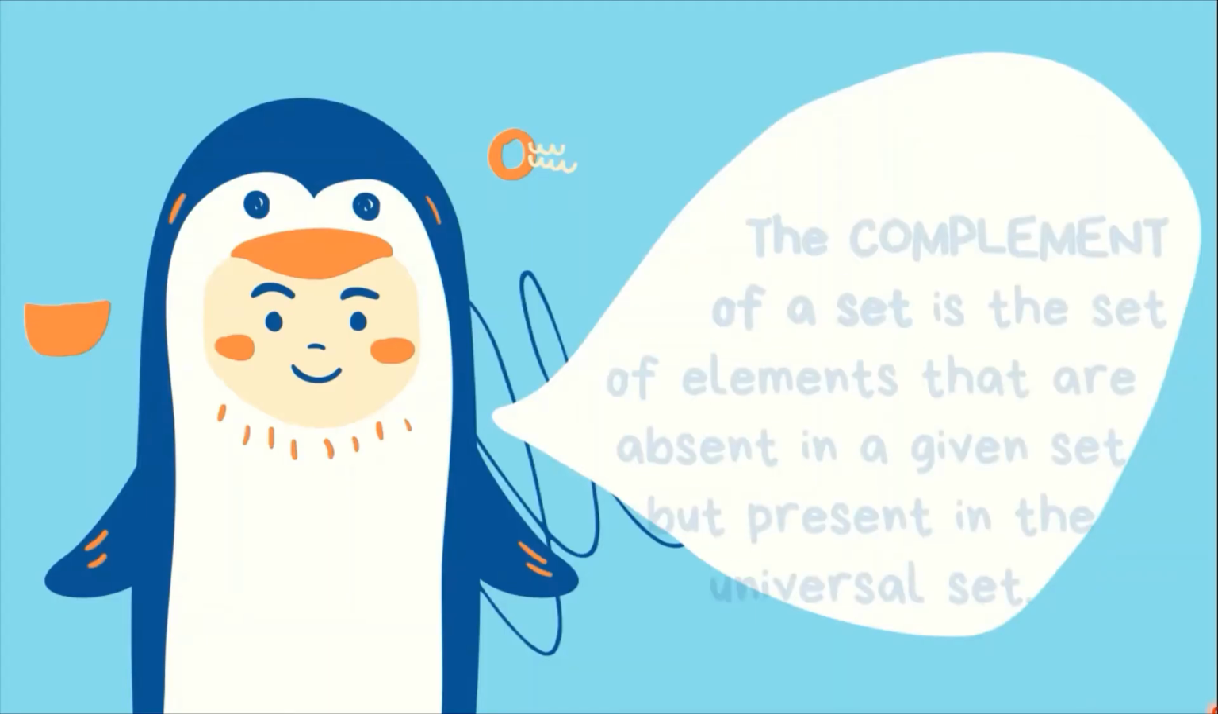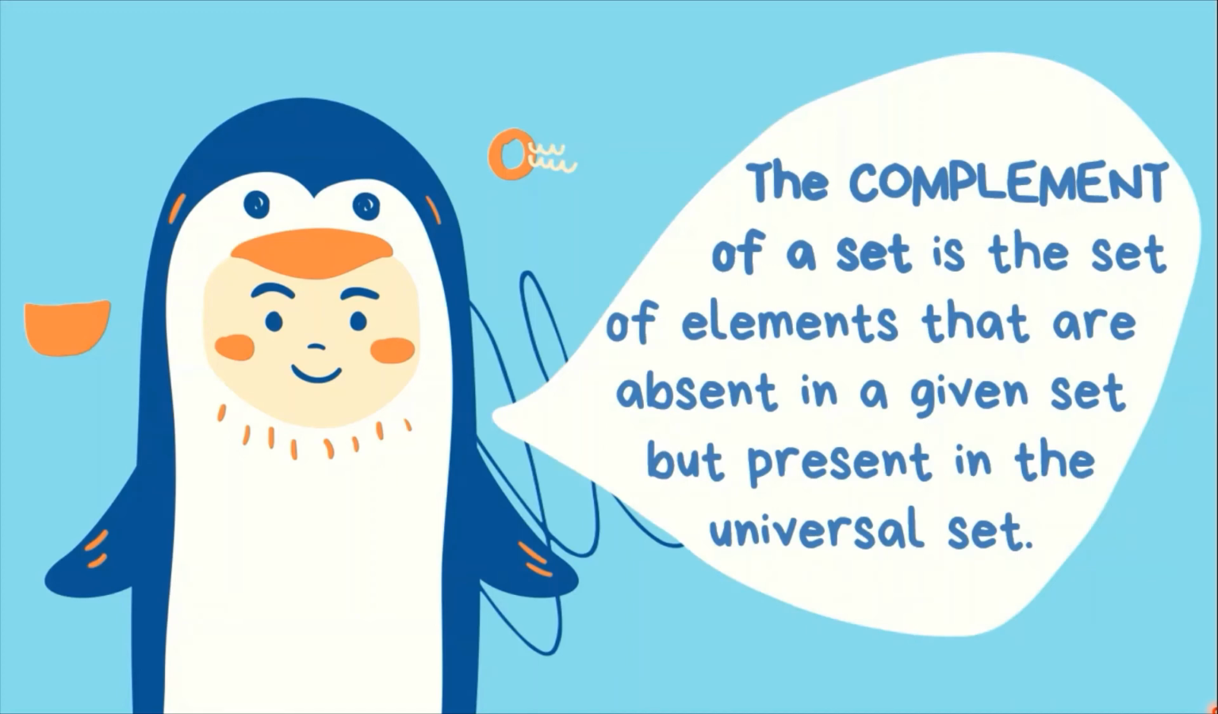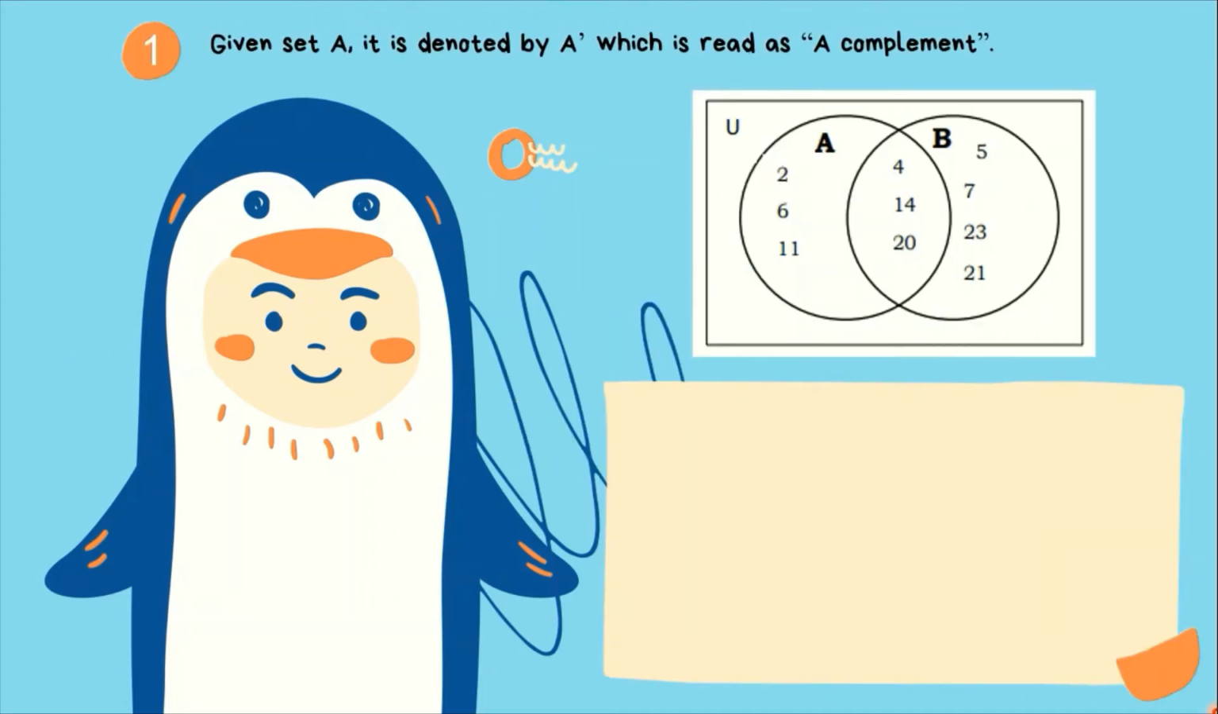Next set operation is the complement of a set. It is the set of elements that are absent in a given set but present in the universal set. So, given set A, it is denoted by A apostrophe. Itong apostrophe na ito ay yung symbol ni complement. It is read as complement. So, therefore, this one is read as A complement.